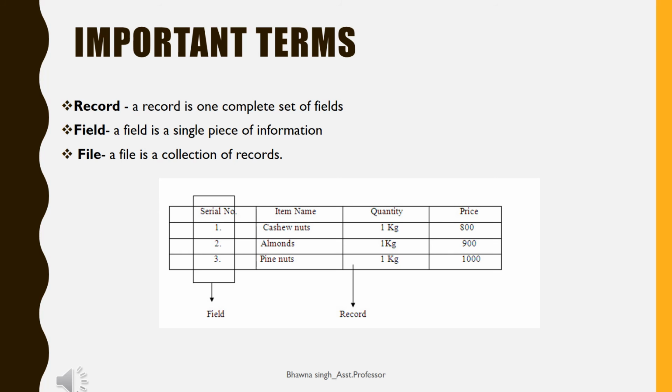Let us talk about another example. For example, consider a student table where student name, student address, age, all these are the fields, and the entire details that we fill into that table are known as the records.